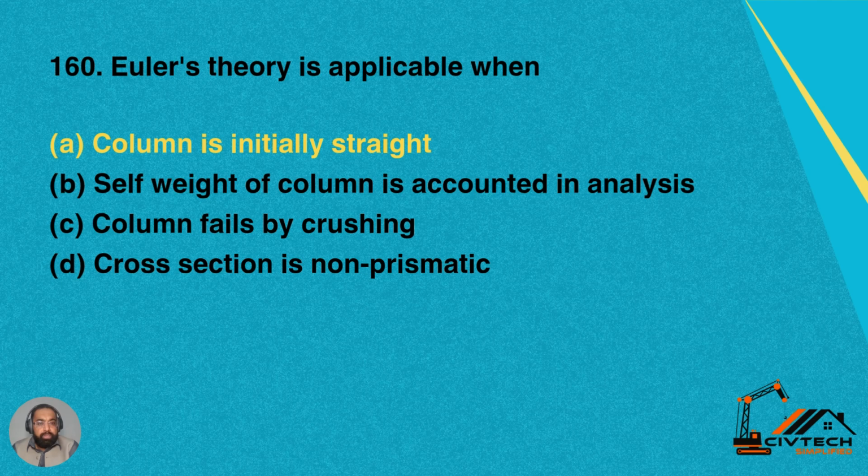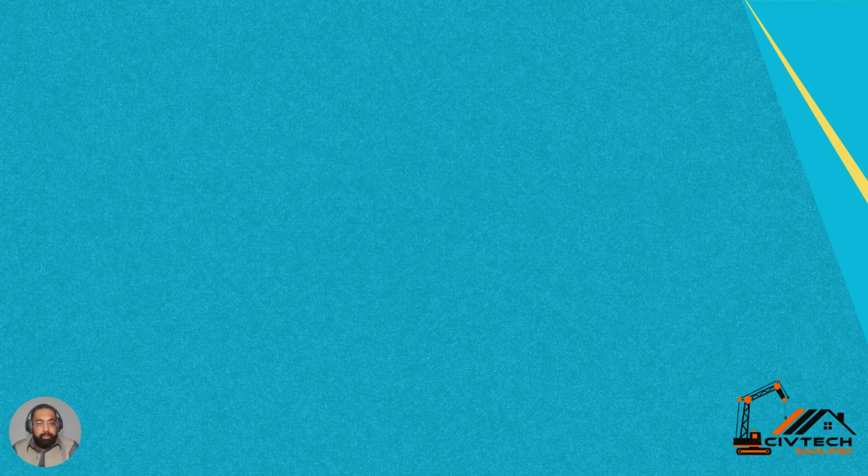Question 160. Euler's theory is applicable when? Option A, column is initially straight. Option B, self-weight of column is accounted in analysis. Option C, column fails by crushing. Option D, cross-section is non-prismatic. Euler's theory is applicable when option A, column is initially straight. After buckling, the Euler theory is not applicable.